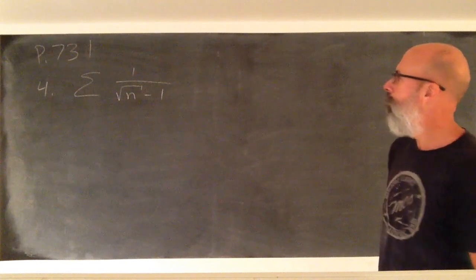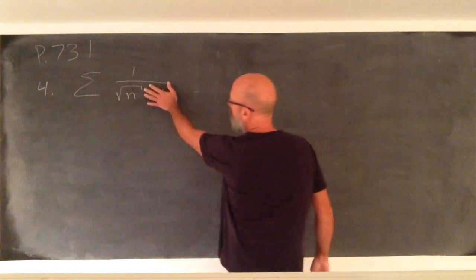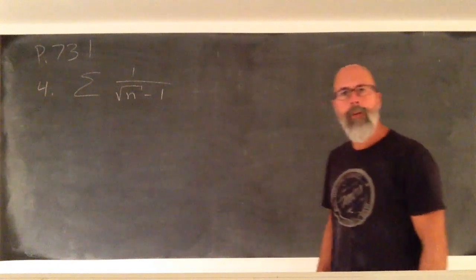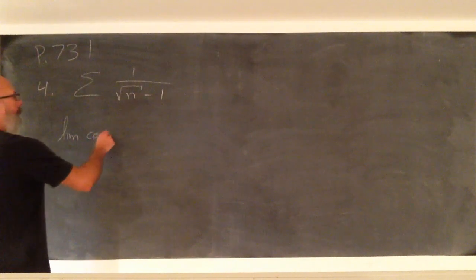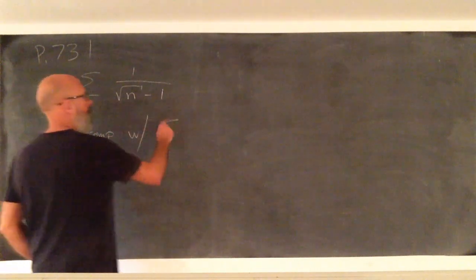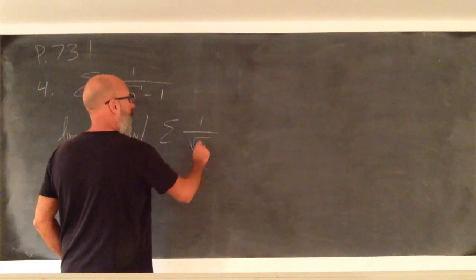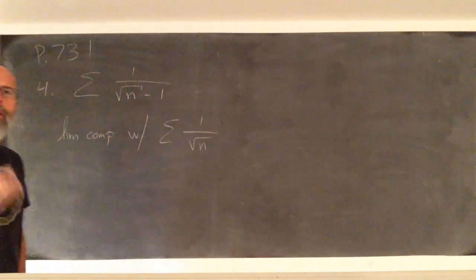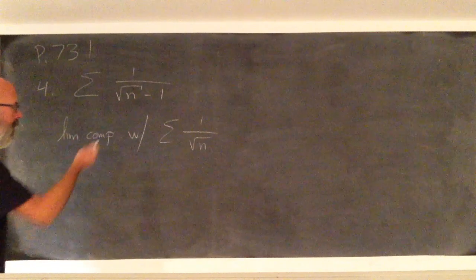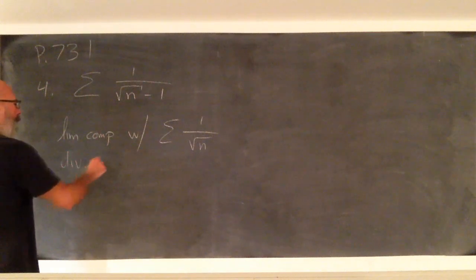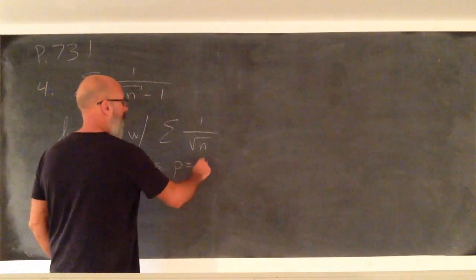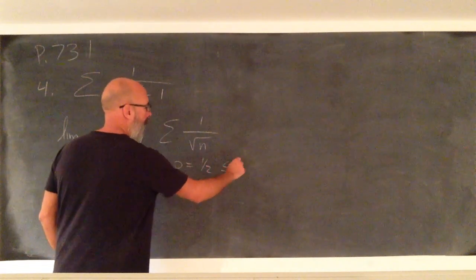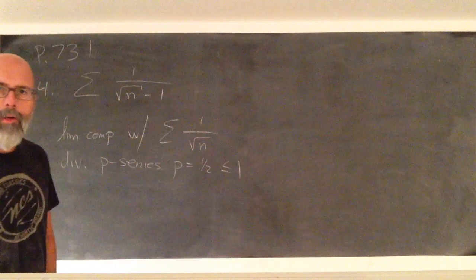What are you going to do? Well, again, the idea is that this negative one is negligible. So you can do a limit comparison with the series 1 over root n. And what do you know about this series? This is a divergent p series where p is 1/2, which is less than or equal to 1.